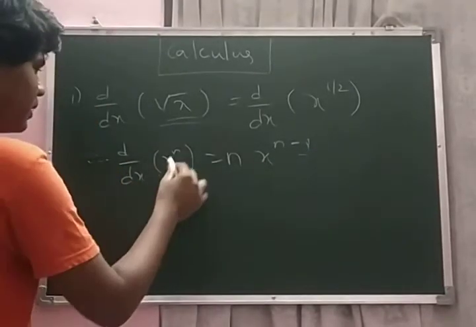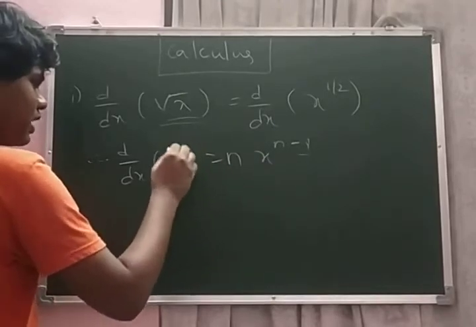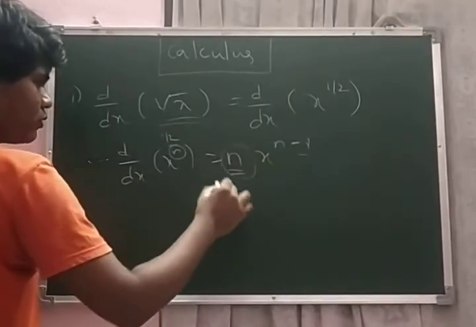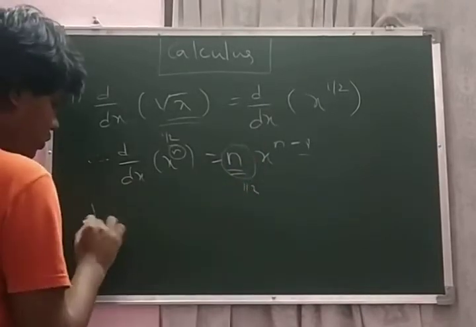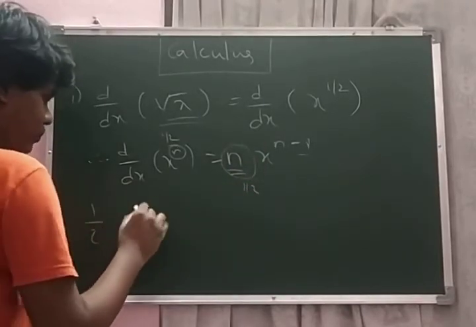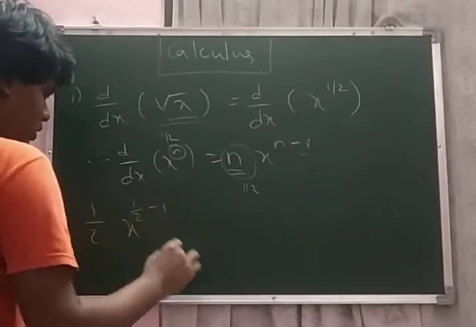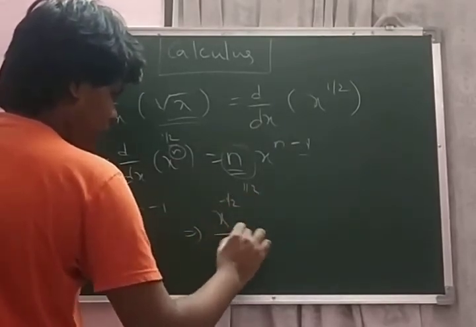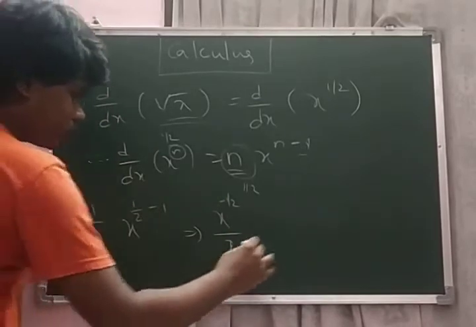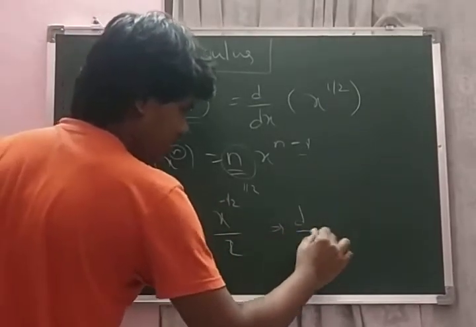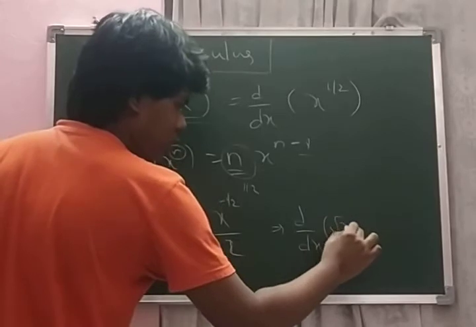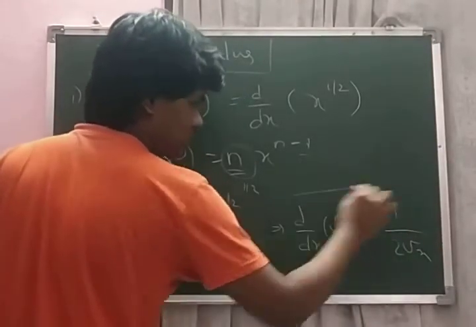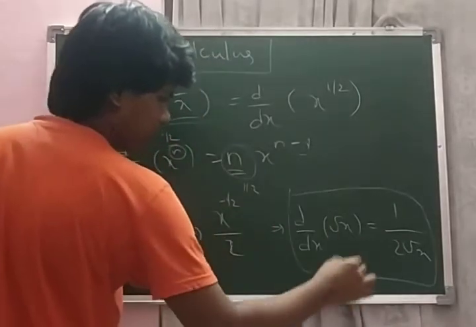Here, d by dx of x power 1 by 2. So the n value is 1 by 2. Substitute 1 by 2 in the place of n. So 1 by 2 into x power 1 by 2 minus 1, that is x power minus 1 by 2, by 2. So that implies d by dx of root x is equal to 1 by 2 root x. So this is the conclusion.